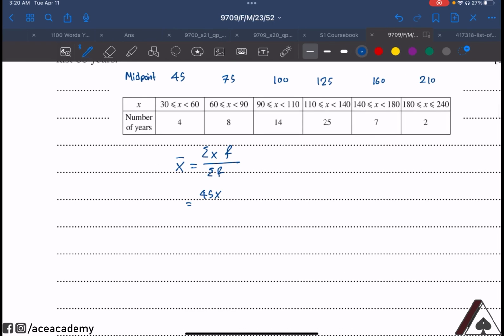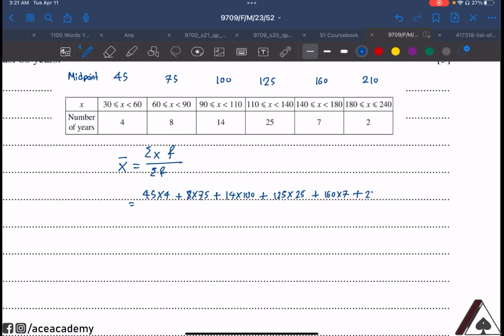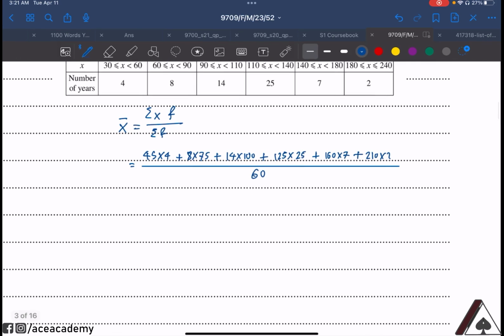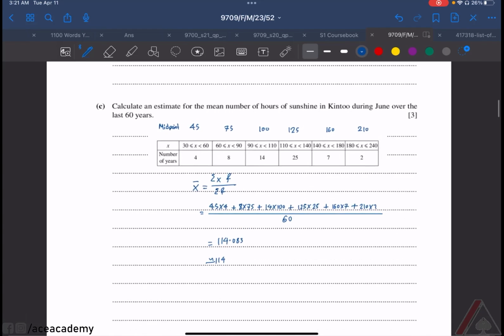45 into 4 plus 8 into 75 plus 14 into 100 plus 125 into 25 plus 160 into 7 plus 210 into 2, divided by 60, which would give us 114.083, which is approximately equal to 114. Okay, this is the answer for 1C.